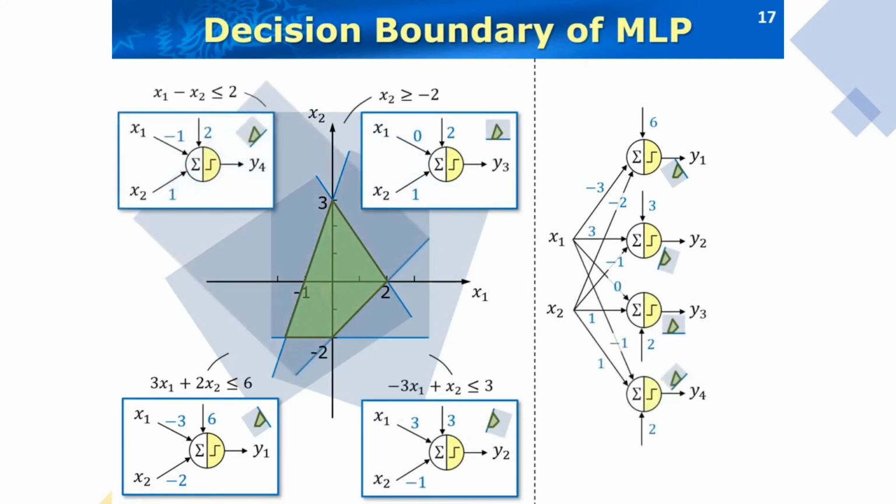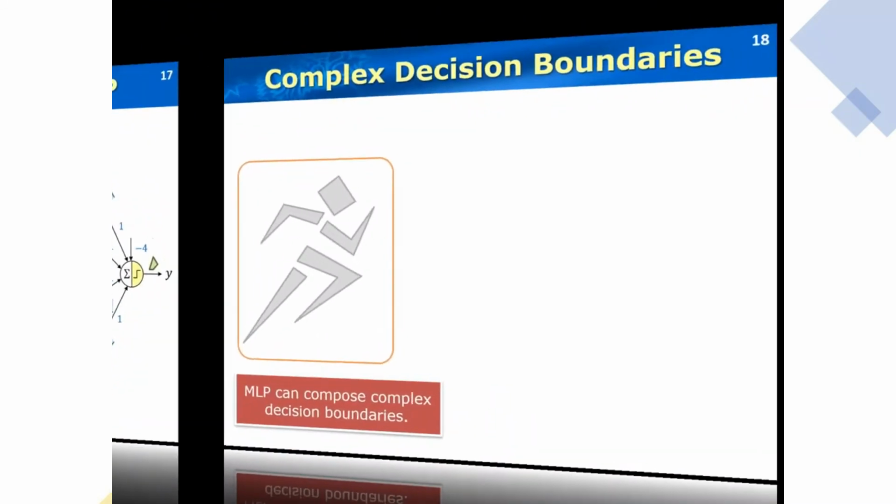Then we combine these 4 perceptron units together with an AND gate, which produces the intersection of these 4 half spaces, that is the green region. Thus, the multi-layer perceptron is the representation for the positive green region. The above example indicates that the perceptron can represent any polygon region through the composition of the perceptron units. Consequently, we can use the multi-layer perceptron to represent complex decision boundaries.